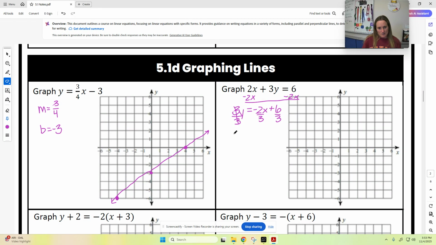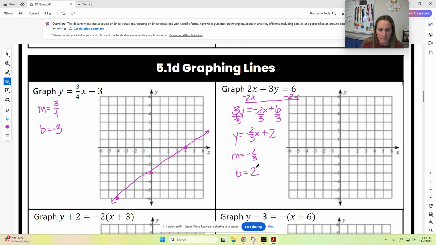So the 3's cancel out, and we get that y is equal to -2/3 x. We're going to leave it as a fraction. It's not a fraction that can simplify, so we're leaving it just like that. And then 6 divided by 3 is 2, and that one we do need to simplify. So this line has a slope of -2/3, and it has a y-intercept of +2.